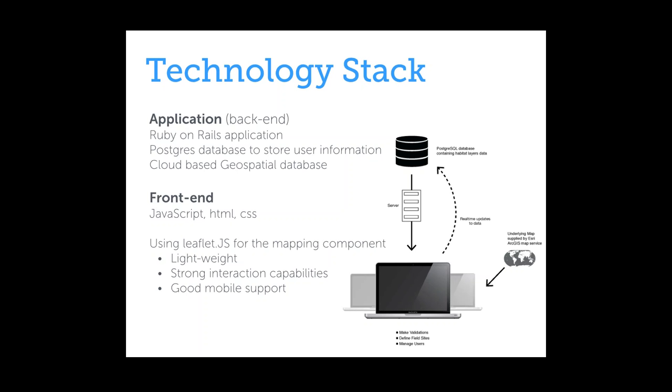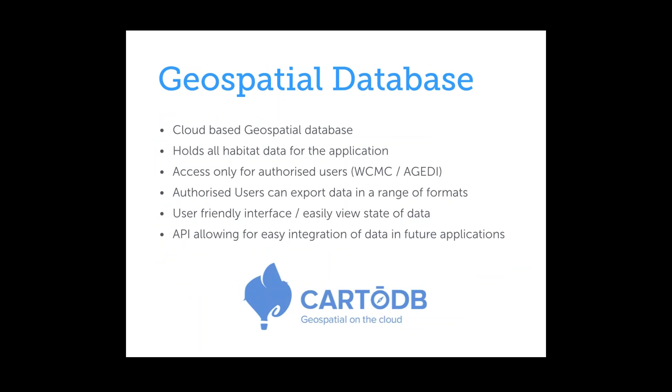And we tried to keep it as lightweight as possible. The geospatial database we're using is a product called CartoDB, which I'm sure many of you have come across. We work with them quite a lot because we find it a really useful tool. They have a really great API, which allows us to work with the geospatial data in a quick and flexible way. And it also means that even without the Blue Carbon Toolkit interfaces, you can go in and explore the data.